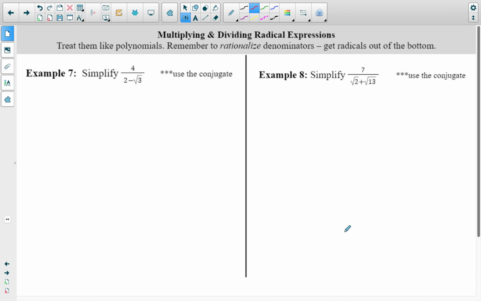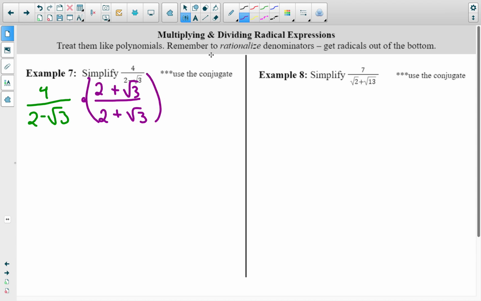Okay, these two require use of the conjugate. All right, so we're going to multiply. It's very similar to when we worked with complex numbers. We're going to multiply by a form of 1, and the form of 1 we're going to choose to multiply by is going to keep the 2 and the root 3 the same, but we're going to change the sign to a plus. All right, so what we end up with here is 4 times 2 plus root 3. Make sure you write in parentheses.